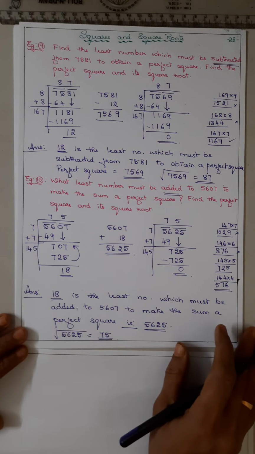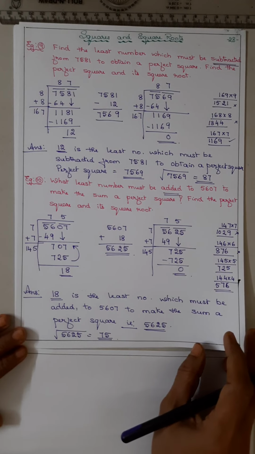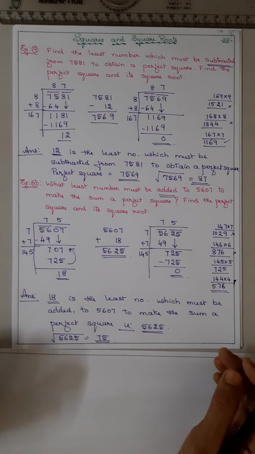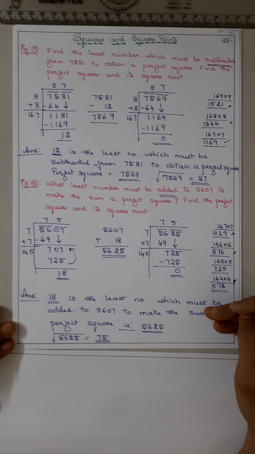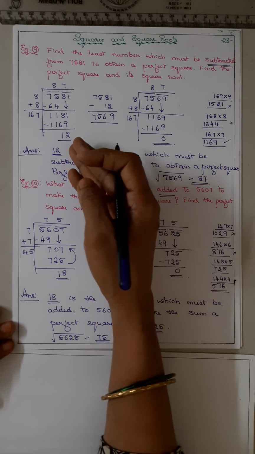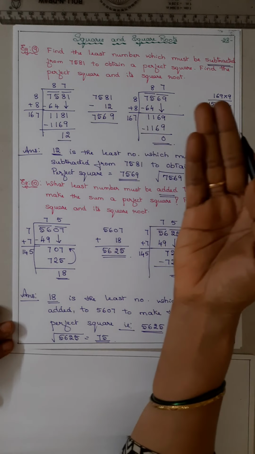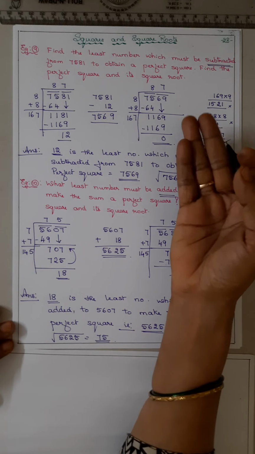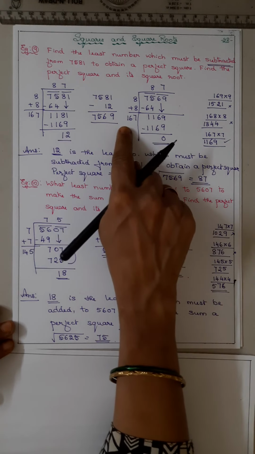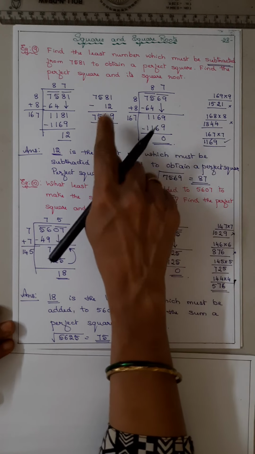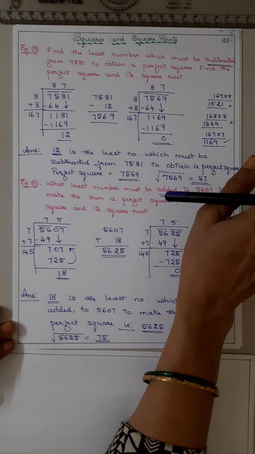Is it okay? Hope everyone understood these two examples, example 9 and example 10, that is, which is the number to be subtracted and which is the number to be added. For both we have to use the long division method. For subtracted, whatever remainder you get, you just subtract, and then for the perfect square you get, you find out the square root.